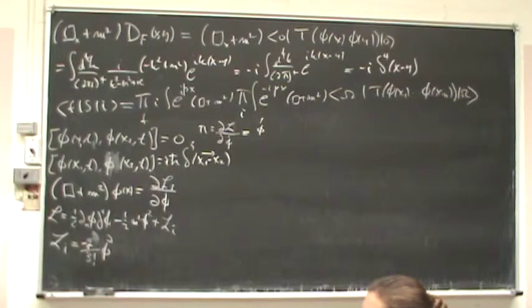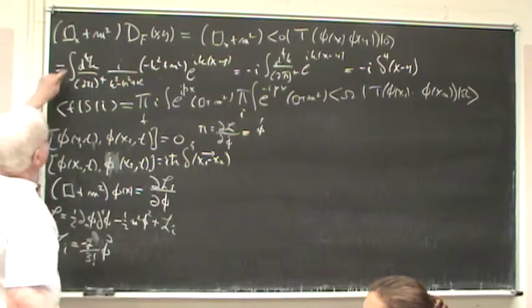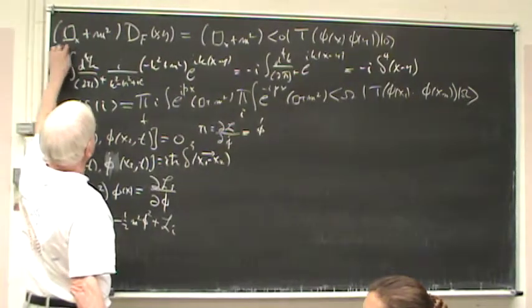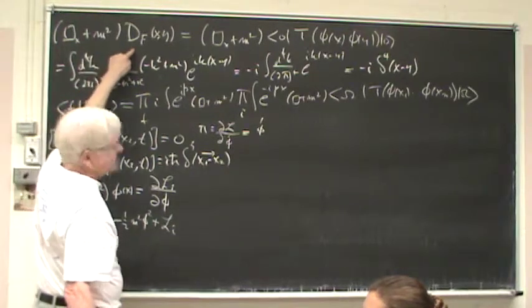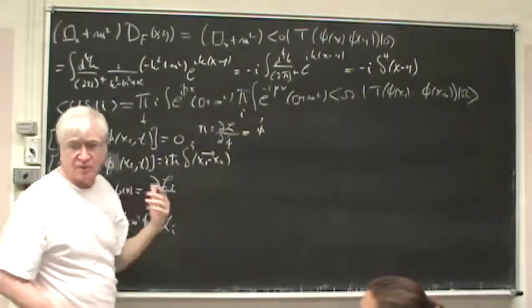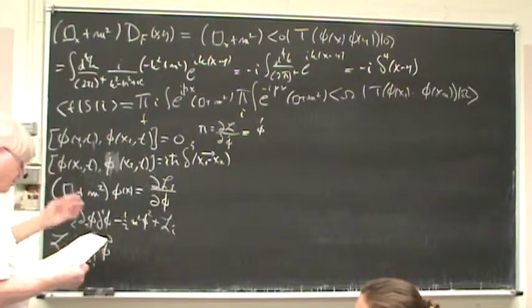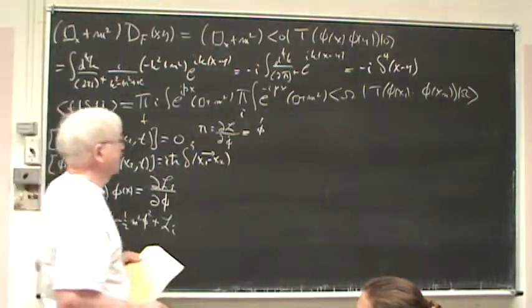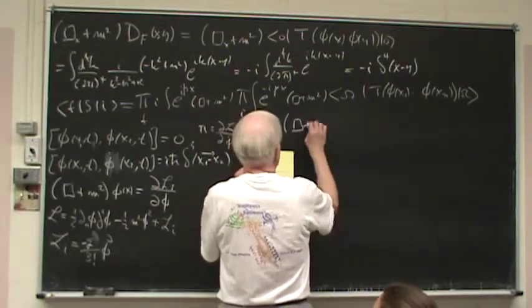Let's consider what happens in the case of an interacting field theory. In other words, we showed that for a free field, the box plus m squared on the time-ordered product of two free fields just gives us the Feynman propagator, and we worked out what that was. Now we're going to do the same thing but for the interacting theory. And what we'll expect to get is the following. I'm going to derive this.